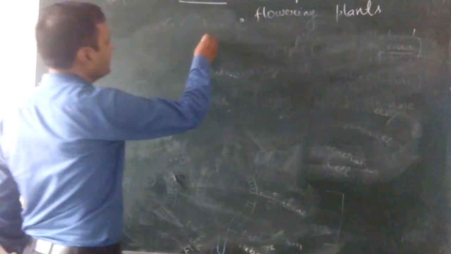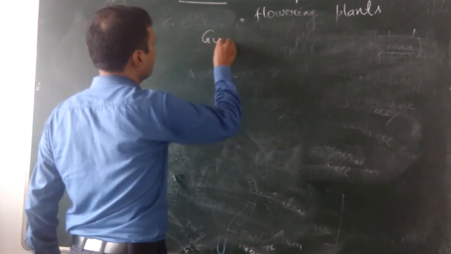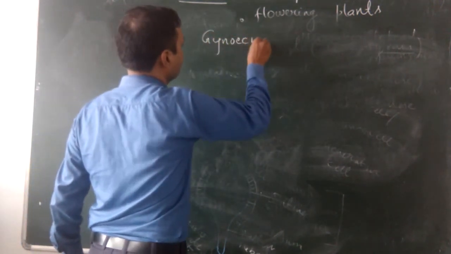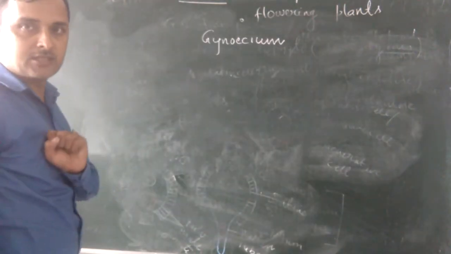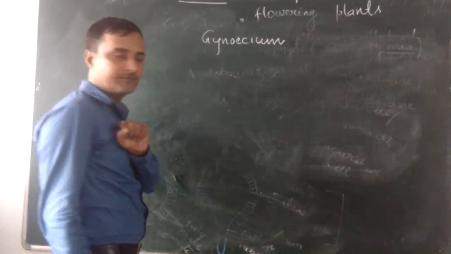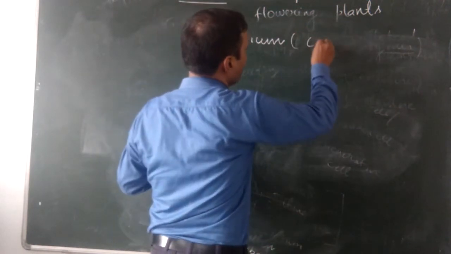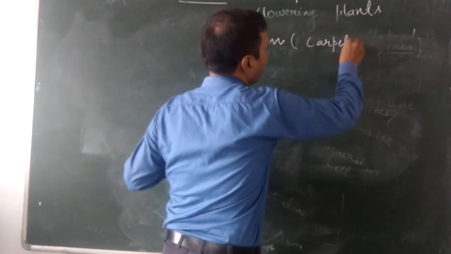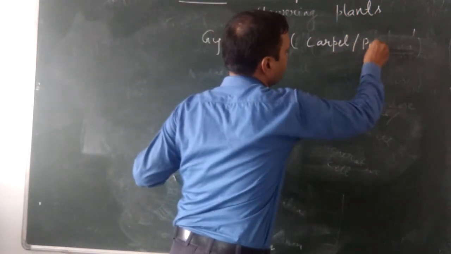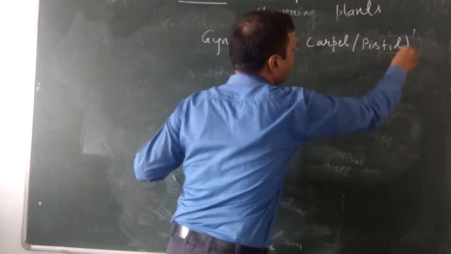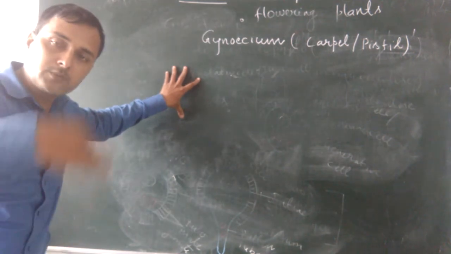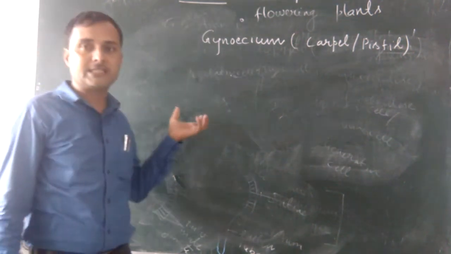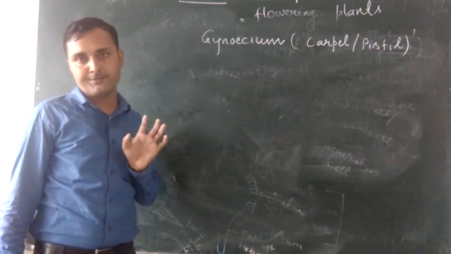Now see detail about gynoecium. Each gynoecium consists of a basic unit. The unit is known as carpel. You know well from the previous video how many parts a carpel has. There are 3 parts. Uppermost is stigma, middle one is style, lowermost is ovary.